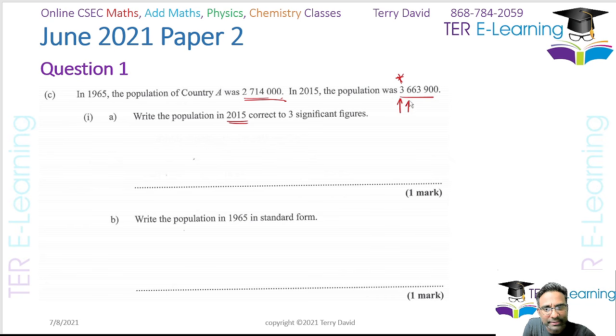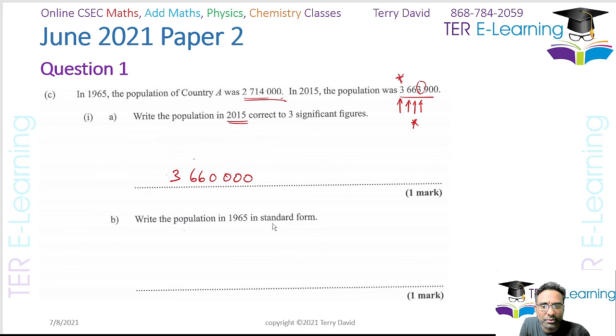This is my second, and this is my third significant figure. This one here is my fourth significant figure. So we need to pay attention to what this figure is, this 3 here, because that determines if we have to increase this third one or not. So if I were to write this to three significant figures, it's going to be 3,660,000. So that's my answer to three significant figures, right?